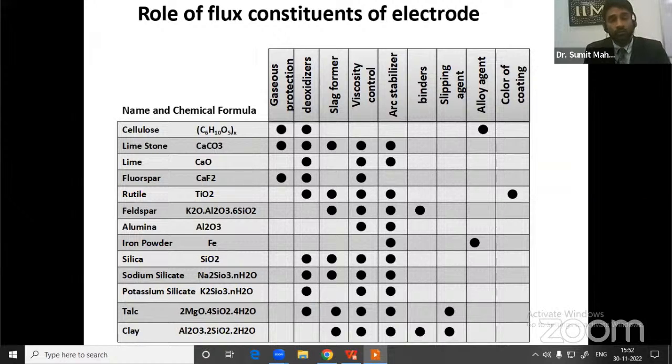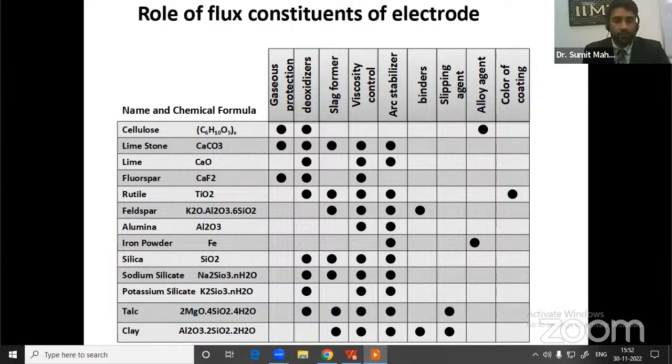So how are welding fluxes made, and what are the various constituents of the welding flux? These are some of them: cellulose, limestone, lime, fluorspar, rutile. So these are all minerals. We combine these minerals in a particular ratio to make those coatings, and then extrude the coatings onto the different electrodes. There are also other minerals, like alumina, iron powder, silica. So these have certain properties.